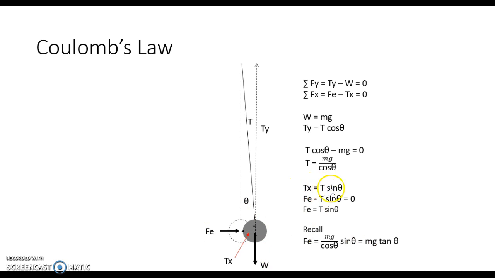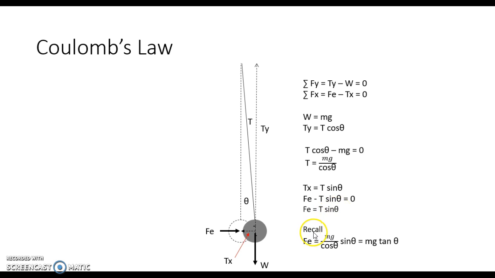So once we've done that, we can replace our T of x from up here into our equation and put that in here. So now this equation becomes Fe minus T sine theta, which is equal to 0. Again, 0 because it's not moving. So now because that's equal to 0, we can say that Fe, which is that electrostatic force, is equal to T sine theta.